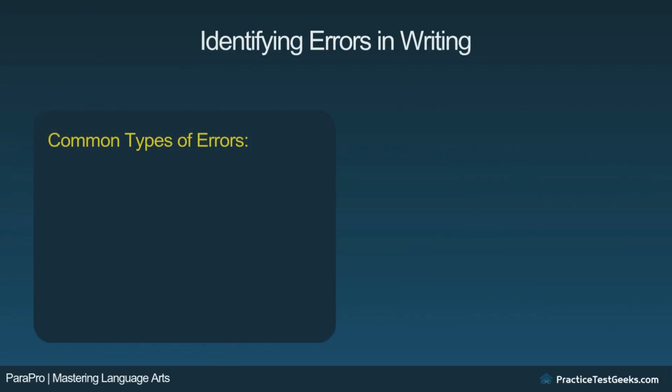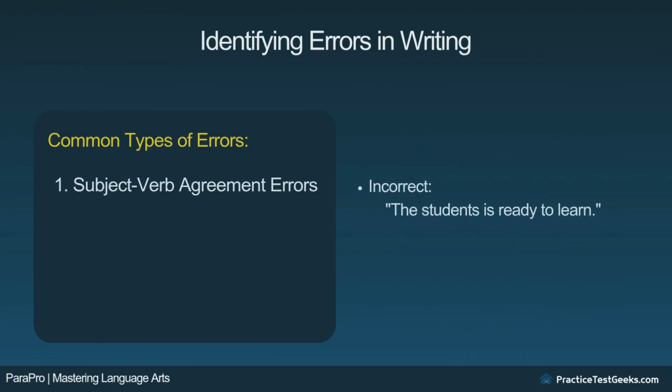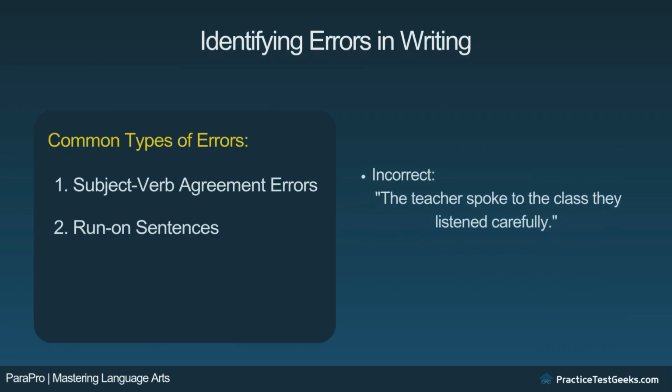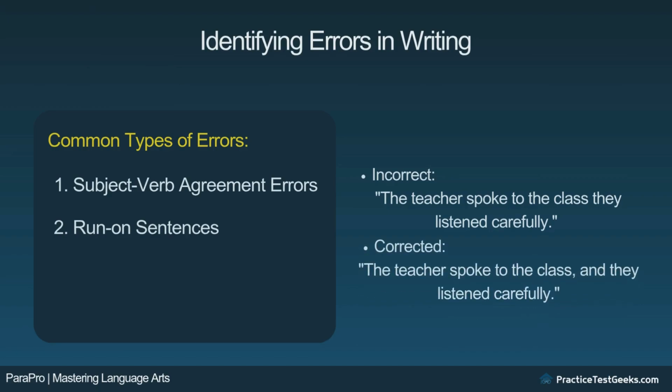Common types of errors. 1. Subject-verb agreement errors. Incorrect: the students is ready to learn. Corrected: the students are ready to learn. 2. Run-on sentences. Incorrect: the teacher spoke to the class, they listened carefully. Corrected: the teacher spoke to the class, and they listened carefully.